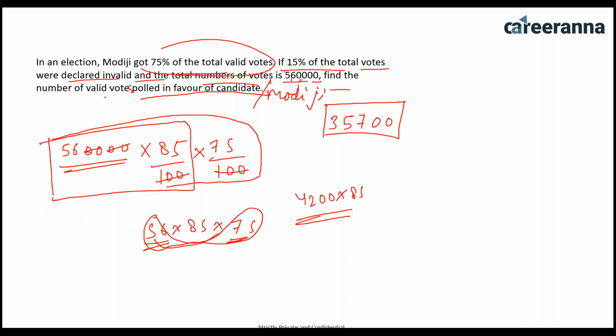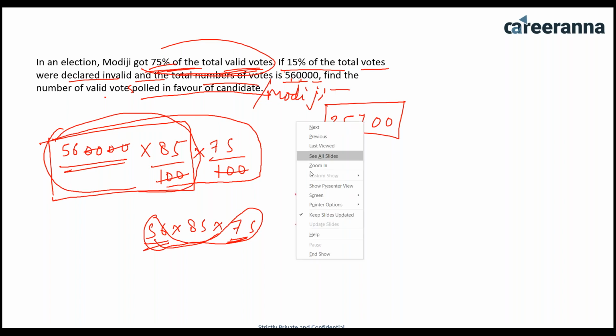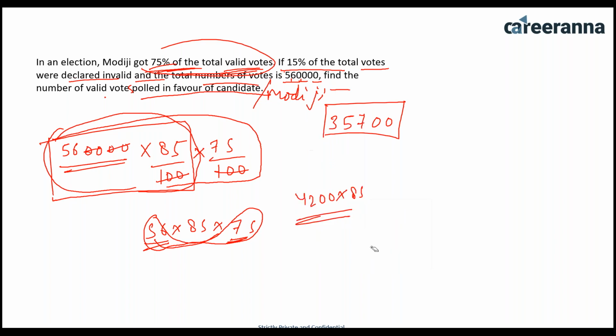Okay, why again? Because 75% of the total valid votes. Modi ji got 75% of total valid votes. And valid votes are this. This value is valid votes. How multiplying? Let me tell you. Let me tell you everything, don't worry.